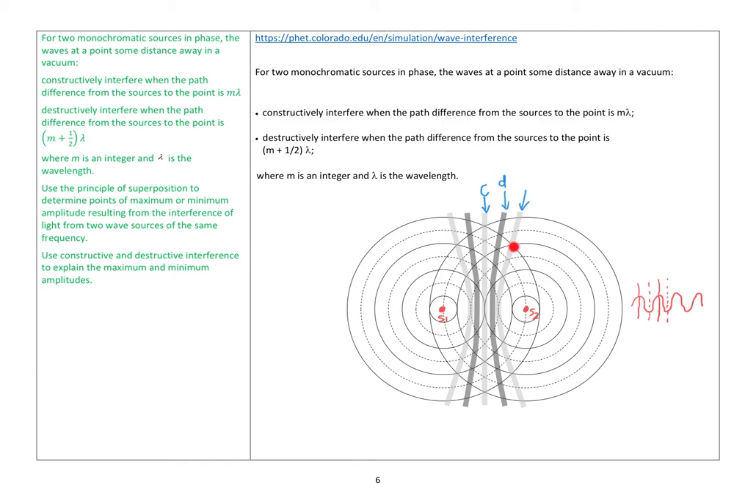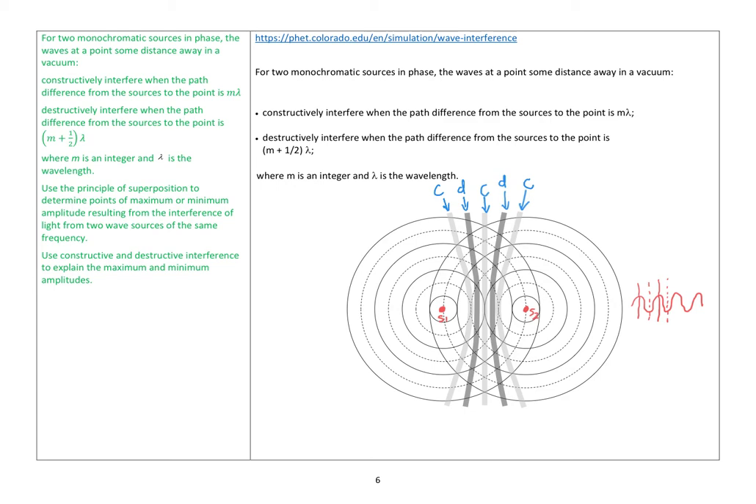a peak from S1 meeting a peak from S2, a trough from S1 meeting a trough from S2, a peak from S1 meeting a trough from S2, a peak from S2 meeting a trough from S1. So again, we would get constructive interference. And if we went over this side, we would see that same pattern.